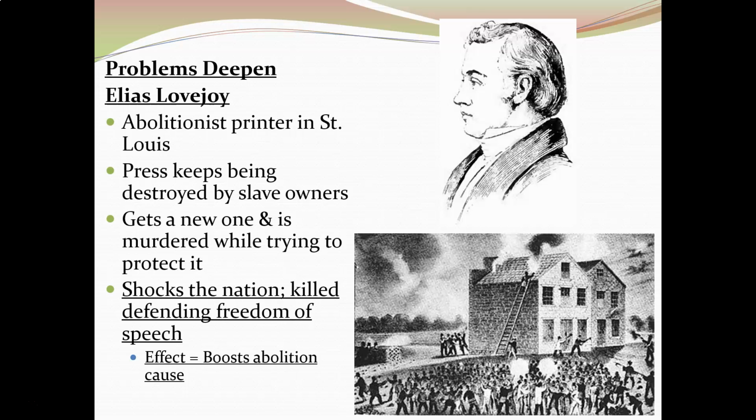Elijah Lovejoy, an abolitionist printer in St. Louis, was printing a lot of pamphlets and newspapers and things that were promoting abolition, which upset a lot of Southerners, as you can imagine, and they kept destroying his presses. And when I say presses, I mean printing presses, like to print off these letters or newspapers. He gets a new one and is murdered while trying to protect it.